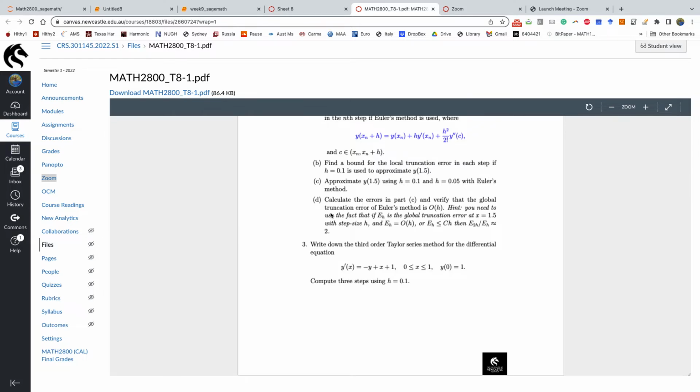Now part B: find the bound for the LTE when we calculate y of 0.5, if h is 1/10, that is 0.1.